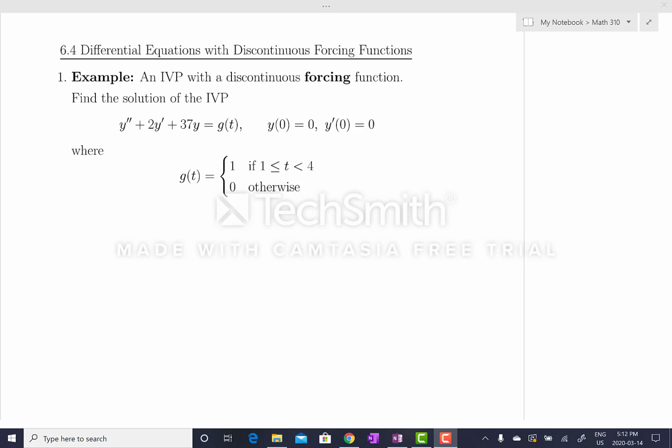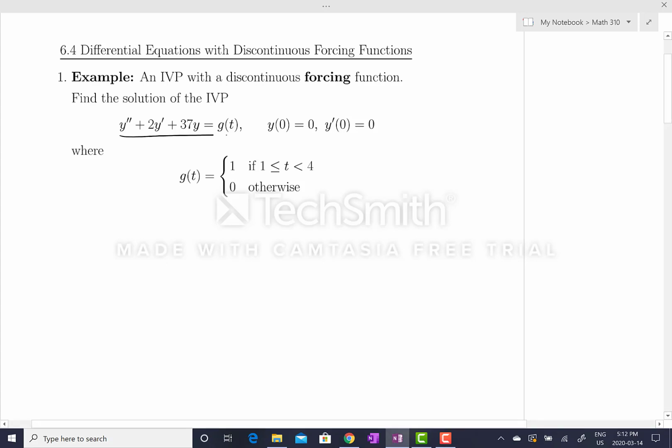Hi, we are going to talk this time about using the Laplace transform to solve a differential equation with a discontinuous forcing function. In the last lecture, 6.3, we got some tools for setting up discontinuous functions using the unit step function and then knowing how to take the Laplace transform. Now we're going to go through a complete example of solving an initial value problem with a discontinuous forcing function.